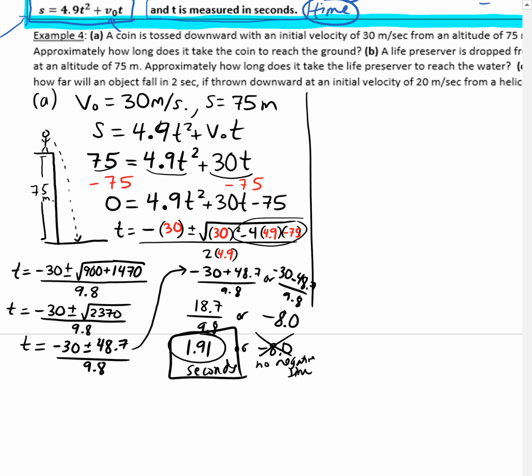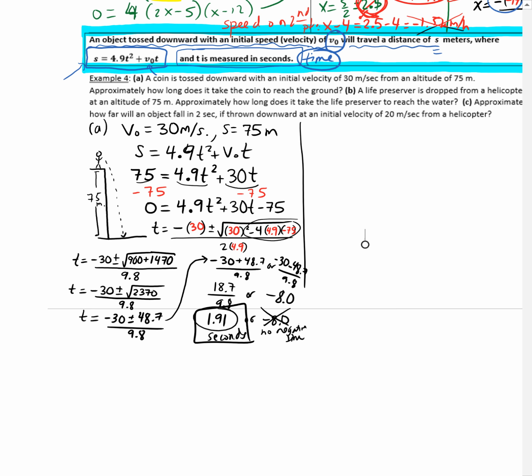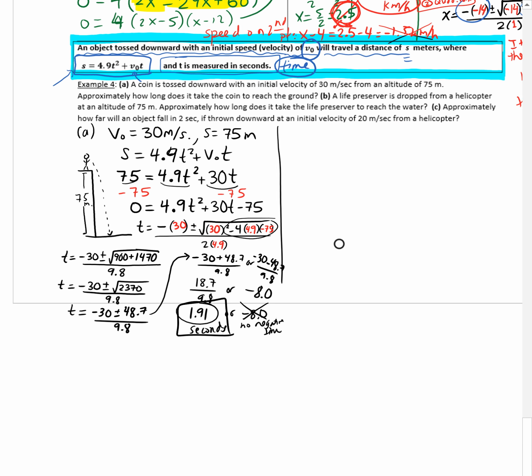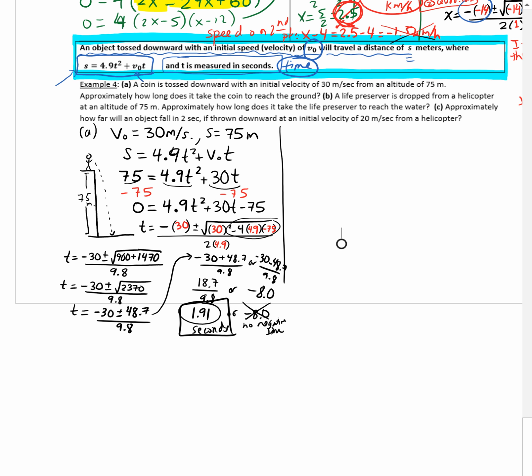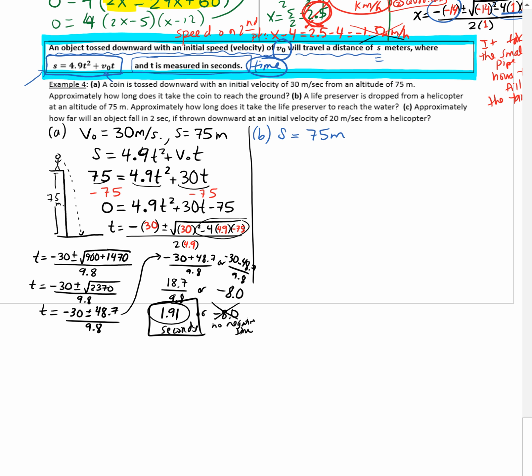Alright, so part B and part C I imagine are going to be sort of similar. Let's see, part B says, a life preserver is dropped from a helicopter at an altitude of 75 meters. So 75 meters, that's the same altitude as part A, huh? So it's dropping all the way from that height to the water or the ground. So that must be how far it goes, from the altitude all the way to the ground. And then that's all they say. Approximately how long does it take the life preserver to reach the water?